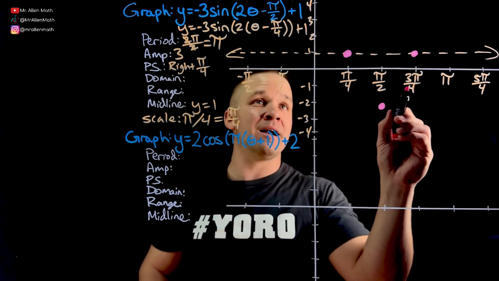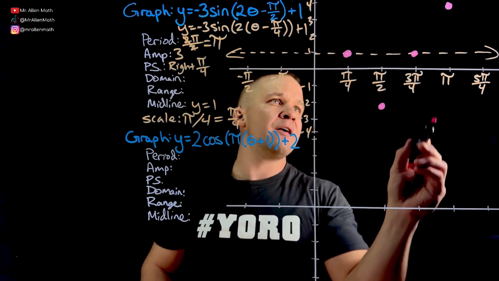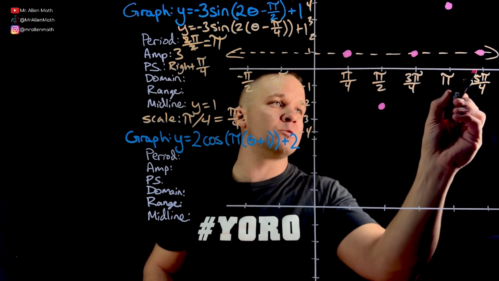And now that I'm on the midline, I got to go above it all the way up to 4. Hopefully I'm not off the screen there. I know it's pretty close. And then back down to the midline. So this right here is 1 period.